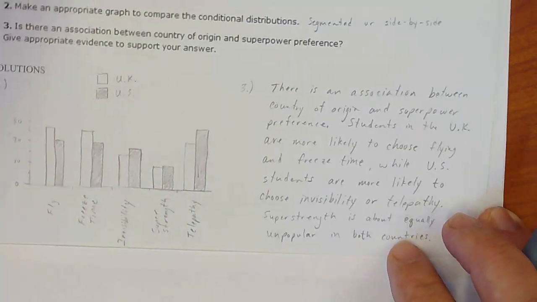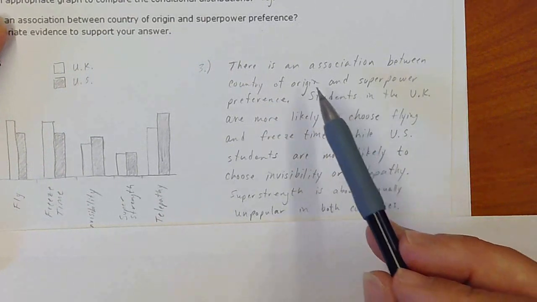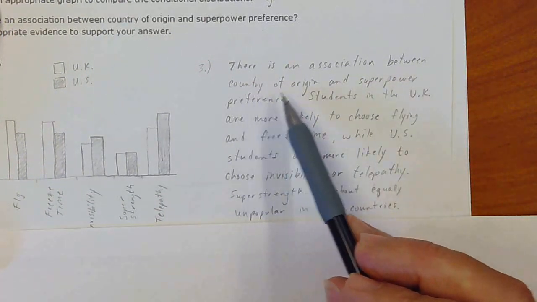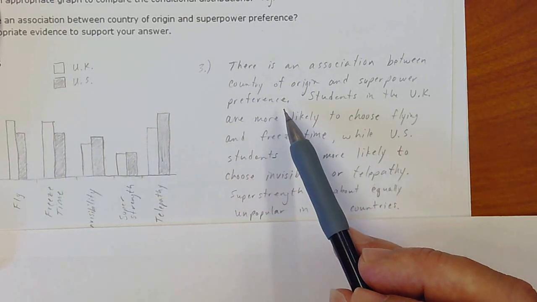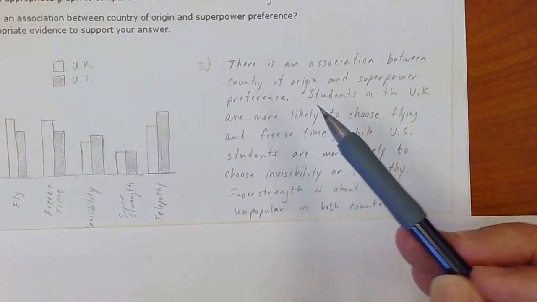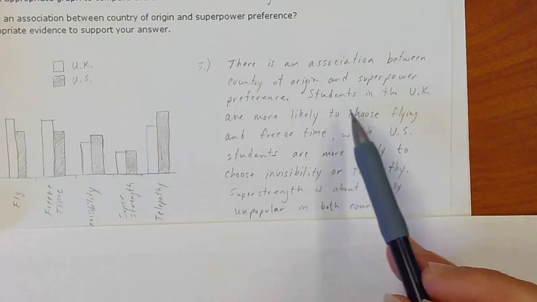So here's what I put. Compare it to what you had, or just write this down if you didn't do anything. There is an association between country of origin and superpower preference. Okay, so when they say, is there an association? First answer is say yes or no. Yes, we see one. Like I said, if it was level at every category, I would say no. Everything looks pretty even on the responses.